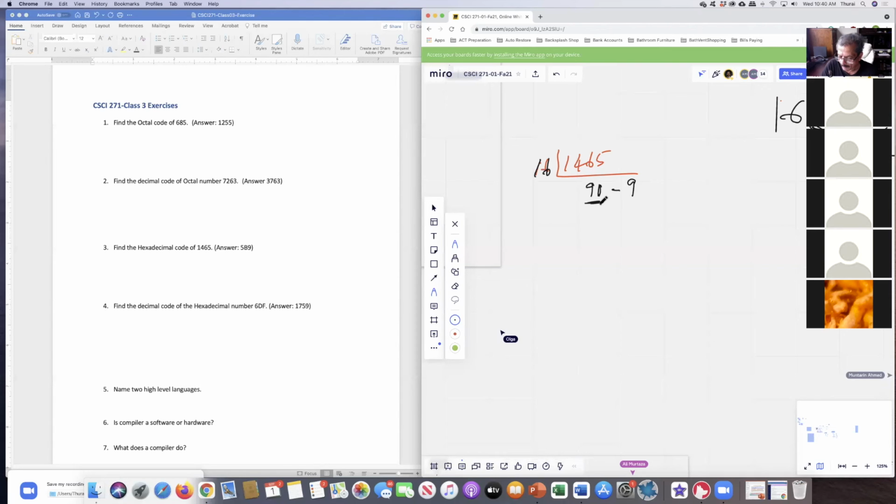But where did you get the 9 from? That's what I'm explaining. You write the 91 first, and then you multiply 91 by 16. That gives you 1456. Subtract that from 1465 to get the 9.